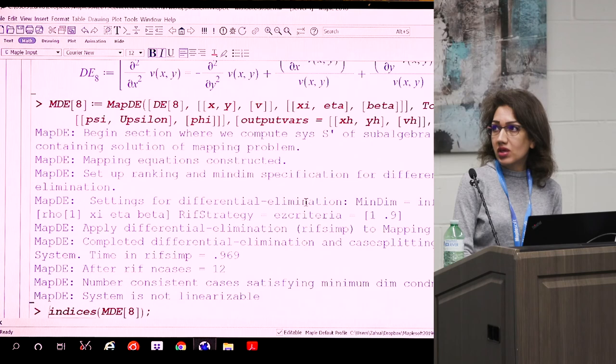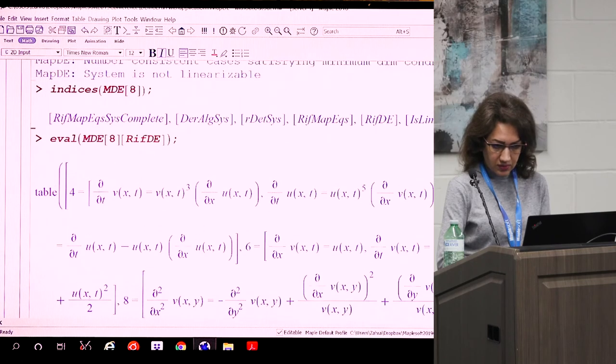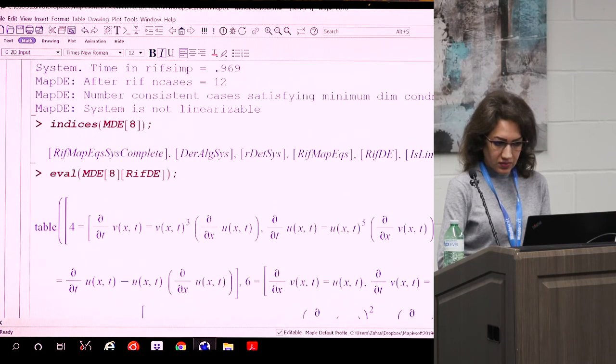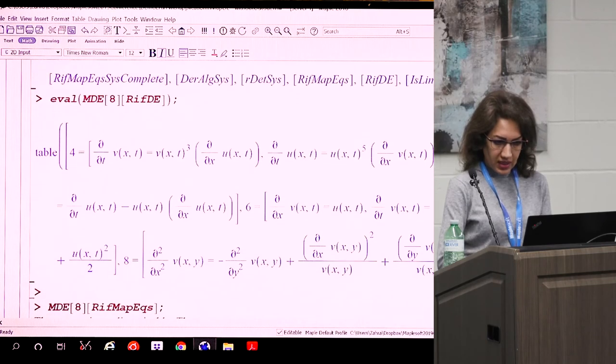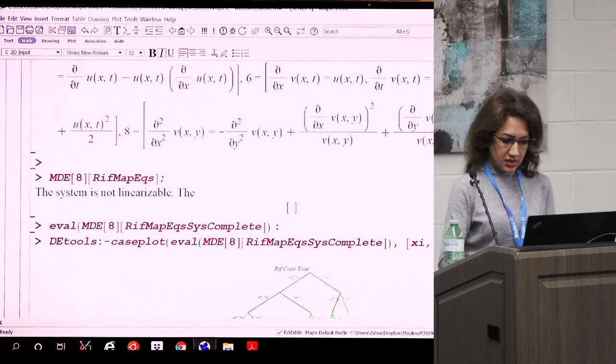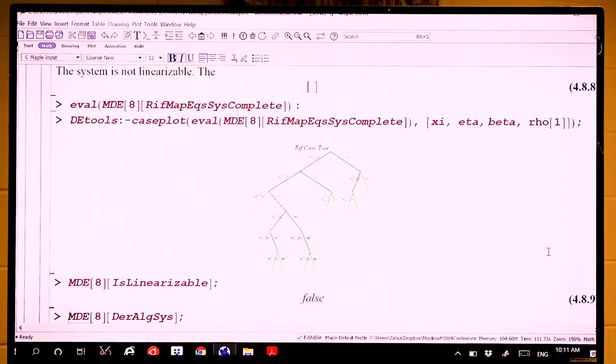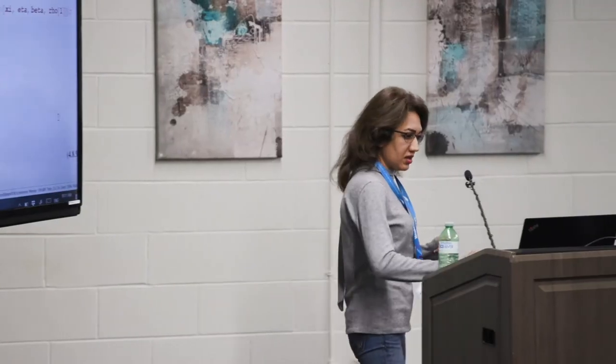And it's the linearization, and we have the reform of that. And it shows it's not so linear, right? And we have the nice product: the output of the Rif seam is not linearizable. And if we are using the case plot of the Rif seam, it shows they have different cases, and all of them are not involutive, and so it is not linearizable. Maybe I'll make a comment here.